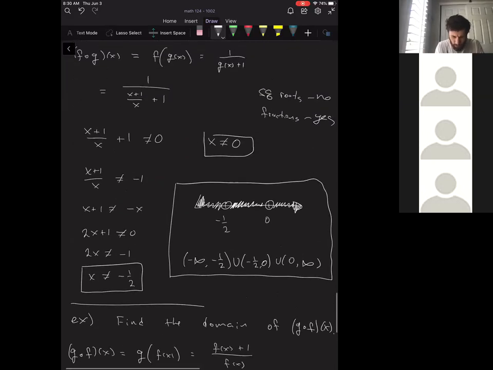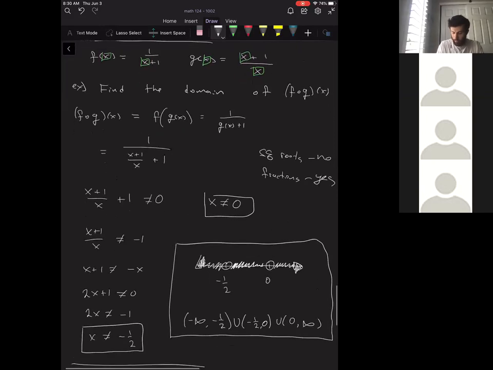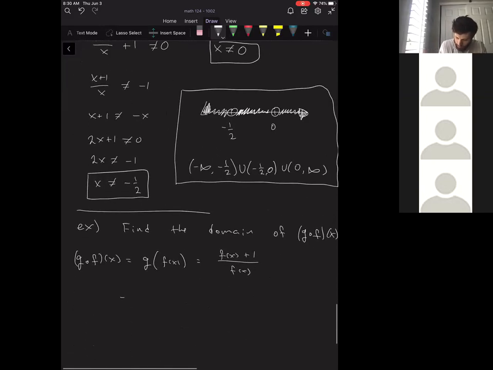And so what does f of x equal? We see up here, it's 1 over x plus 1. So what this is going to equal is 1 over x plus 1, plus 1, all over 1 over x plus 1. All right, so this is what we want to find the domain of.